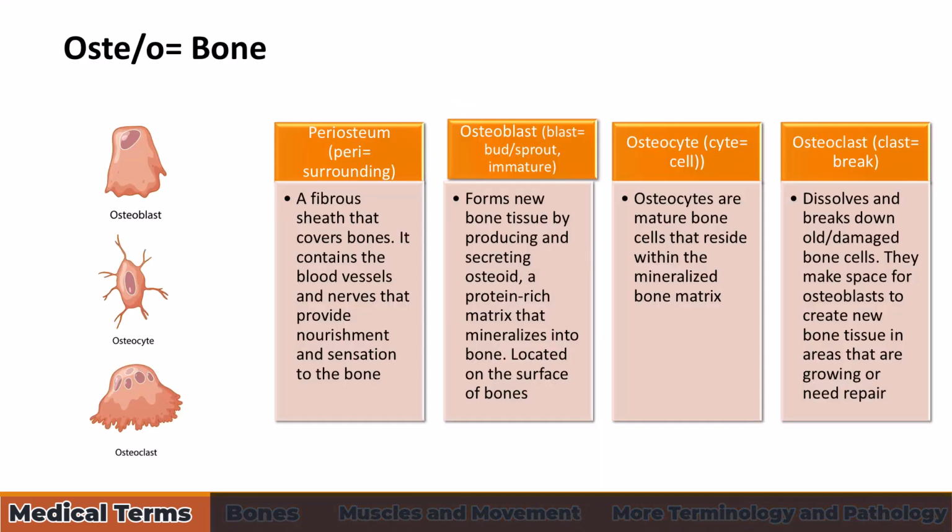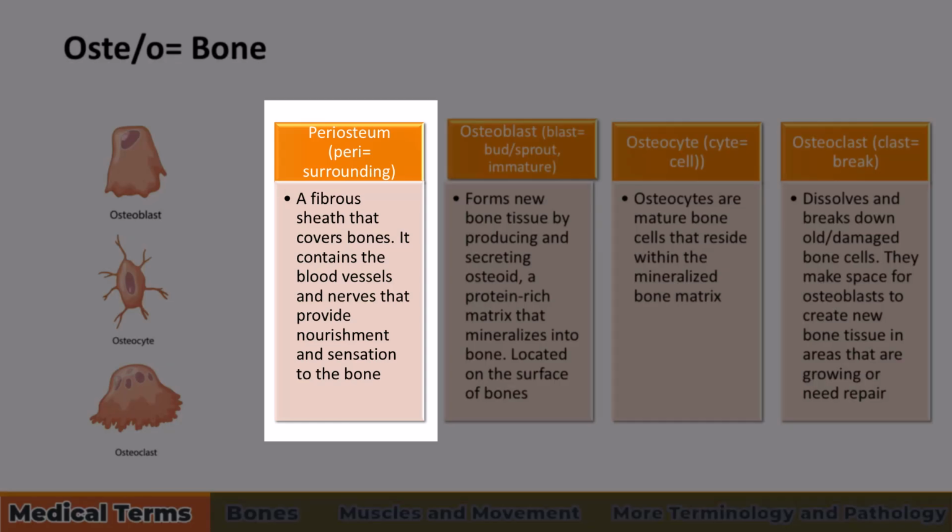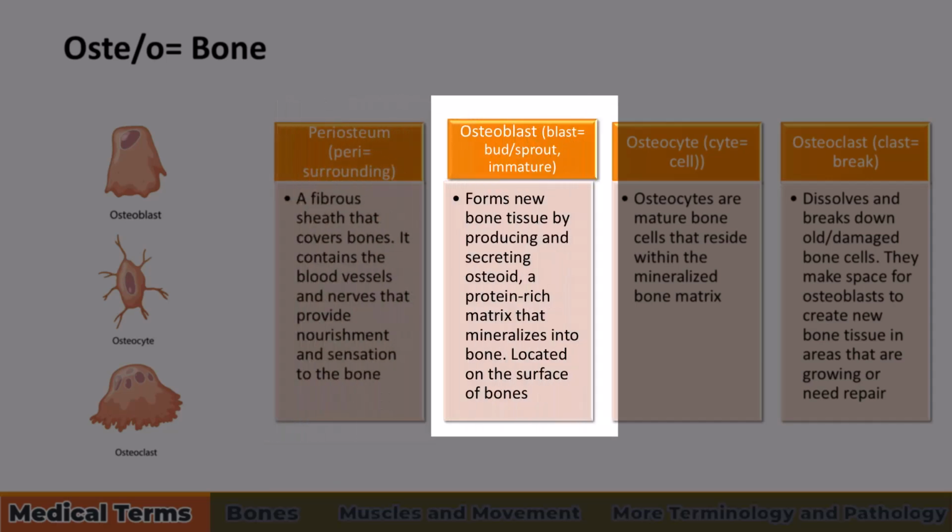Osteo means bone. Related examples include periosteum, a fibrous sheath that covers bones. It contains the blood vessels and nerves that provide nourishment and sensation to the bone. Osteoblast forms new bone tissue by producing and secreting osteoid, a protein-rich matrix that mineralizes into bone.